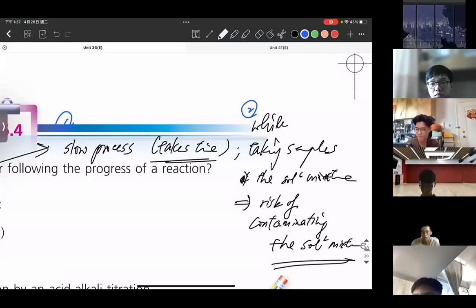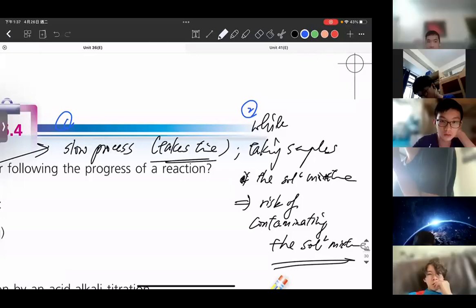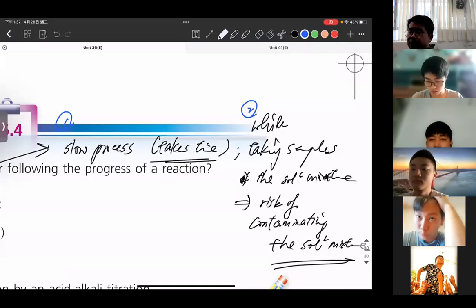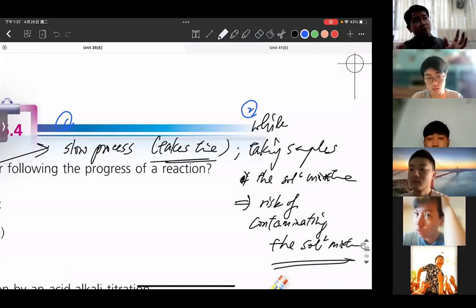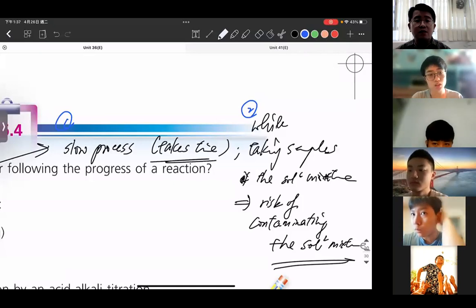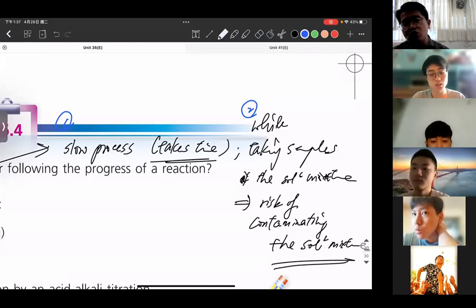Same principle. The solution in an ice bath. Ice bath, yeah, that's right. It's not just putting it in an ice bath. By doing so, you can rapidly cool it down. But if you want to rapidly stop it, I do one more thing: dilute it.